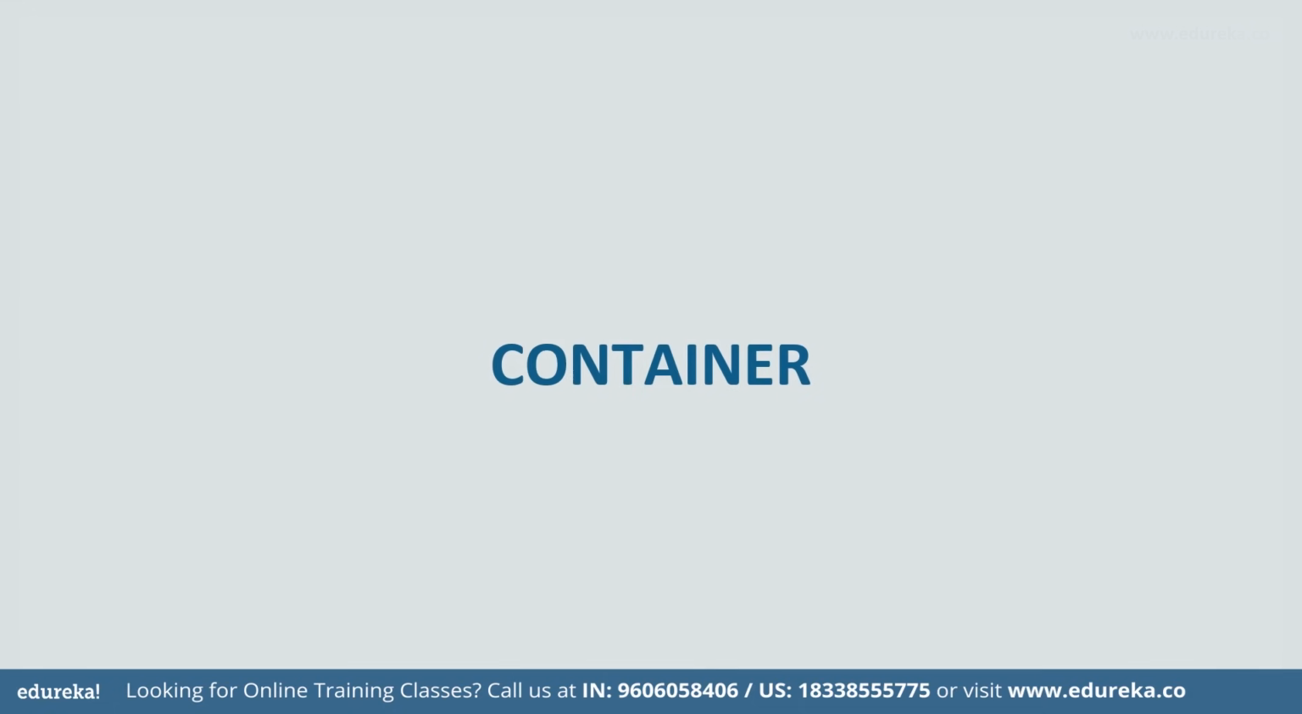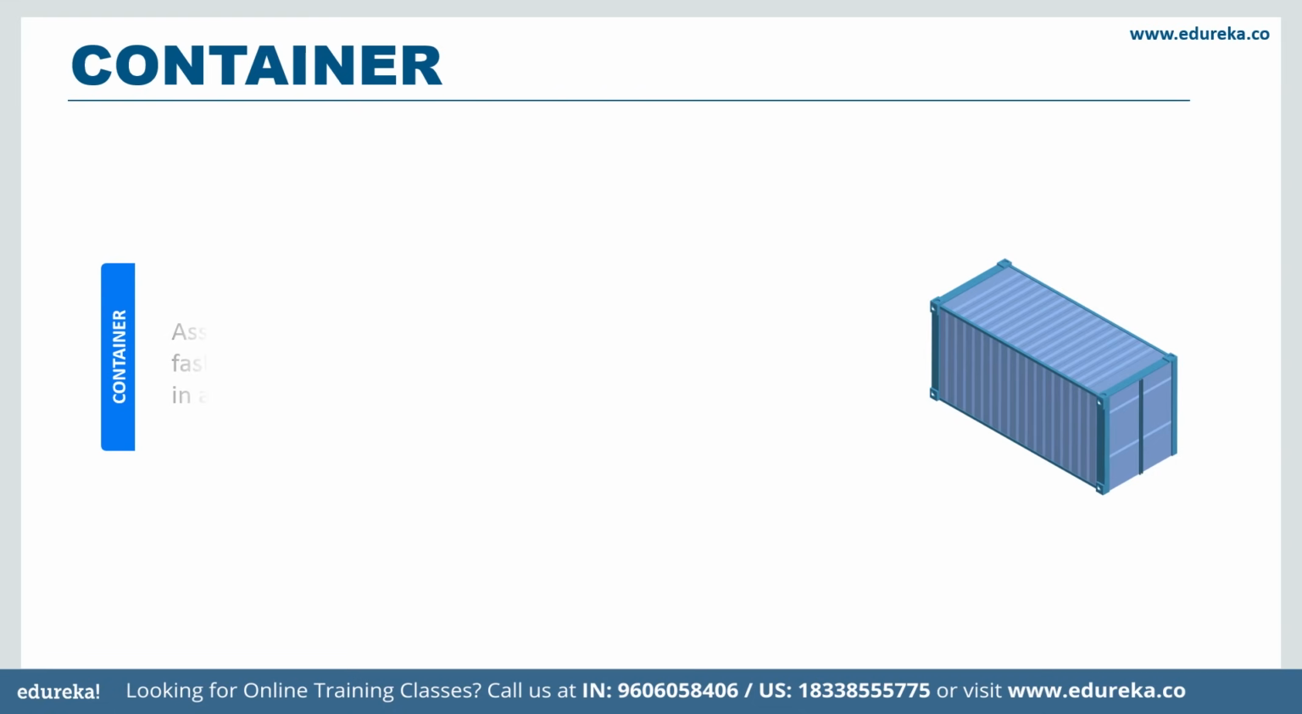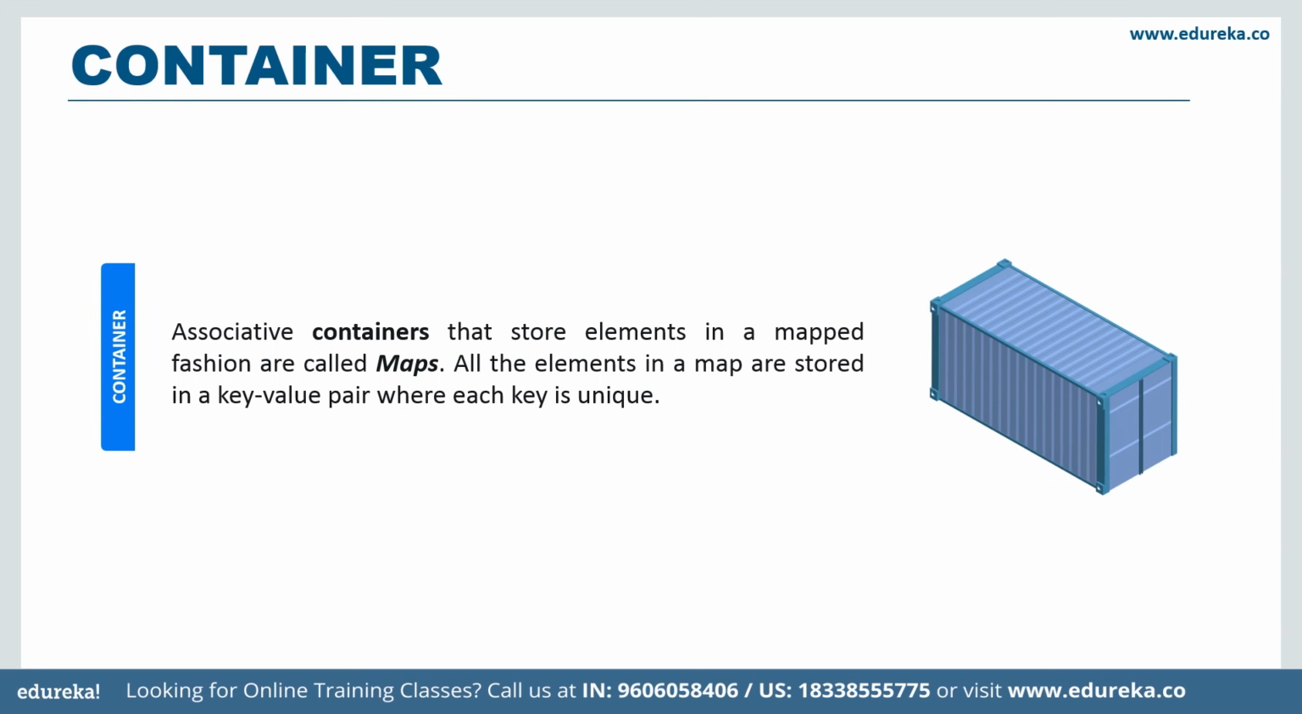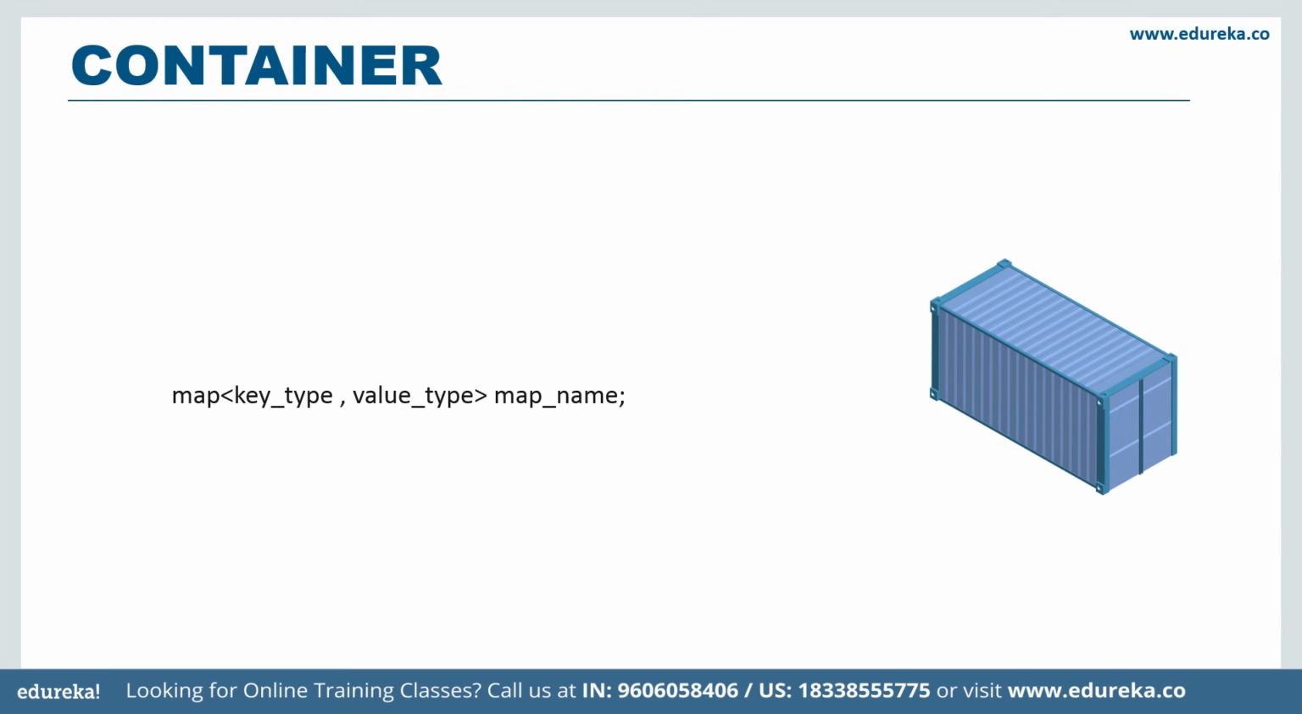Let us continue with our next topic, that is containers. Associative containers that store elements in a mapped fashion are called maps. All the elements in a map are stored in a key-value pair, but each key is unique. Sorting is done with the help of keys and the values are associated with each key. Values can be inserted and deleted whenever required. The syntax for a container is map<key type, value type> map name, followed by a semicolon.